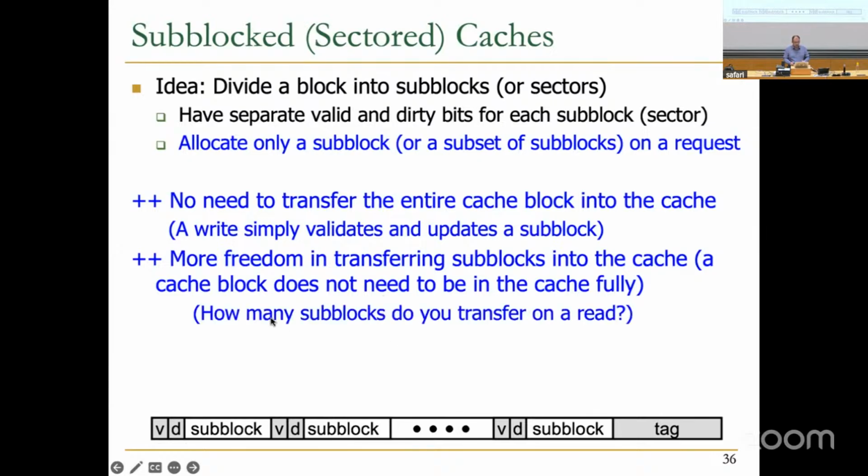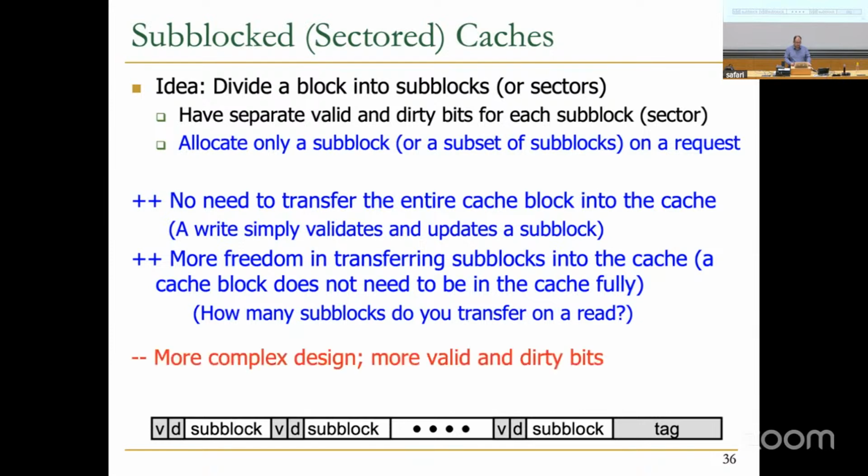So how many subblocks do you transfer on a read? We can also think of implementing this idea for reads. In the past, whenever we had a read miss, we were moving the whole cache block to the cache. But here we can think, maybe I don't need to move the whole block. I can just move part of that block, some subblocks, maybe only forwards of that block, to the cache. And that can save you energy and also improve performance, because you're utilizing less bandwidth here.